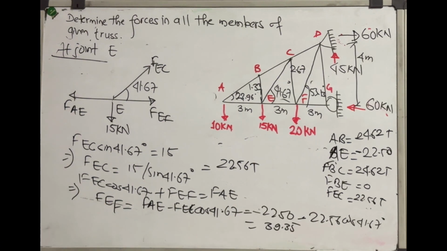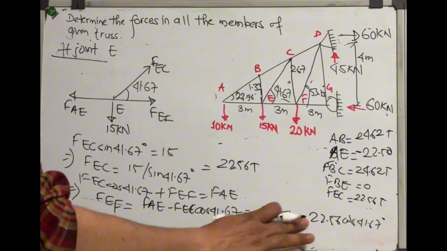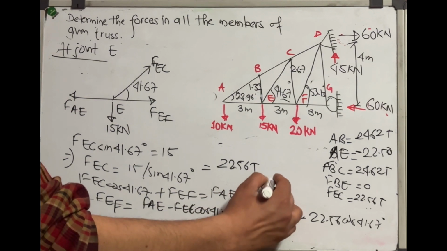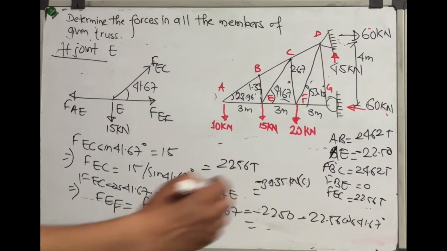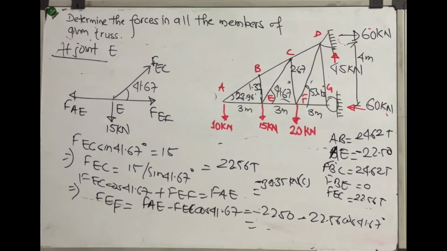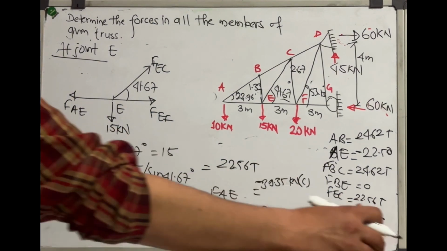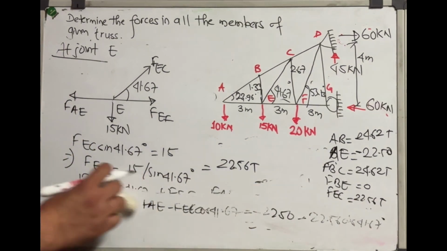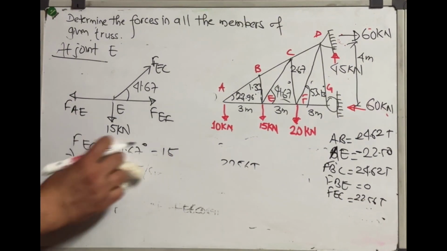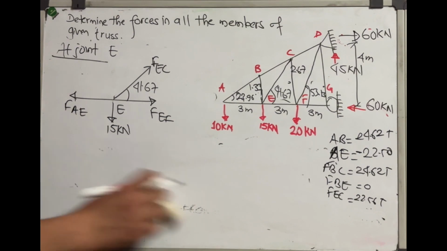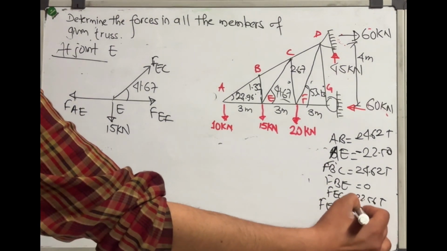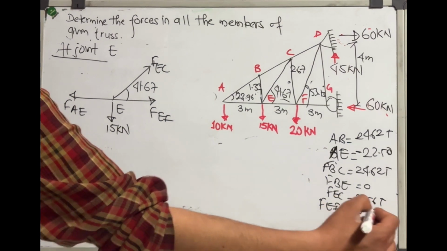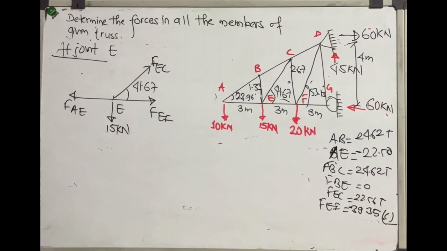39.35 kilonewton compressive, negative. So this will be the value of EF. What I'll be writing is the value of FEF as 39.35 negative, which is compression. Okay, so joint E is over.